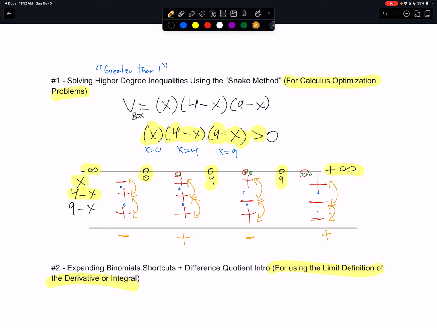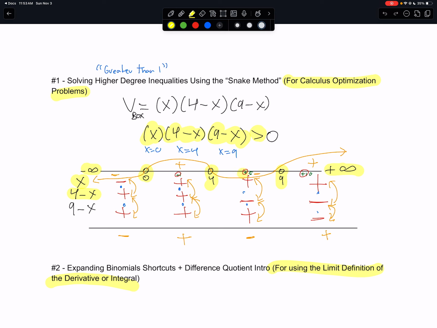Because now we have the signs. Okay, so now our snake should look something like this. So we have negative, then a positive, then a negative, then a positive, and that's how the snake method works. I'm going to erase these guys right here.